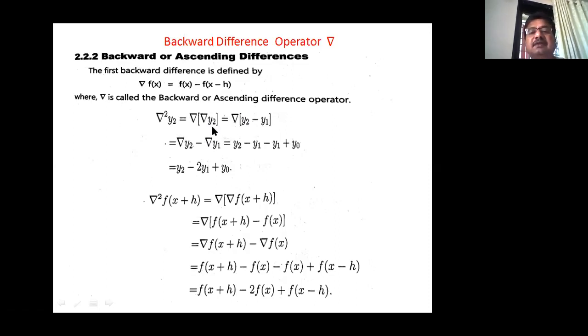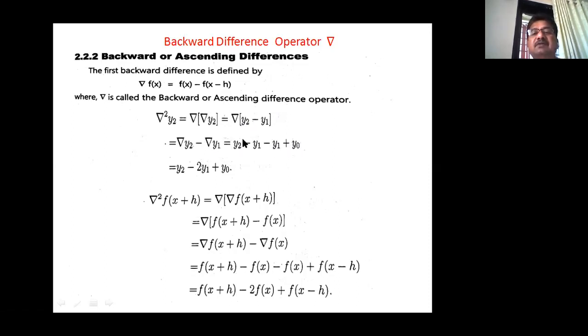Here del y2 is y2 minus y1, the value at f of x plus 2h minus the value at f of x plus h. Then apply del in brackets: del y2 minus del y1, by the distributive law. Del y2 is y2 minus y1, the value at the point minus the value at the previous point. Minus del y1, written in brackets.